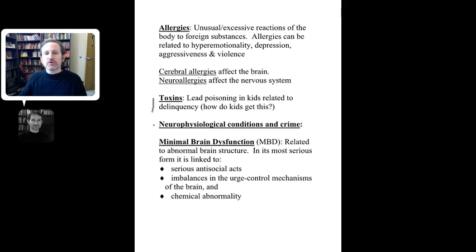We can talk also about neurophysiological conditions in crime, and one that they mention in your text, this idea of MBD, minimal brain dysfunction, which is some type of abnormality in the brain structure. And most seriously, it's been linked to very serious antisocial acts and imbalances in the urge control mechanism of the brain, right? So your ability to deal with impulses, that's important, right? And that is something that could very obviously be related to crime, as well as chemical abnormalities in the brain. And so things like, for example, the amount of serotonin that your brain produces can be linked to many types of things like impulsivity and depression.